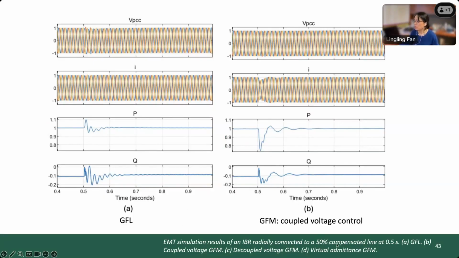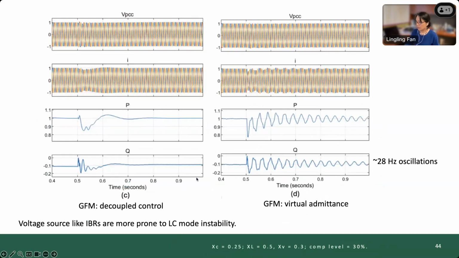It's a 50% compensation line, and everything is working fine. And in C and D, the coupled control works fine, but the virtual admittance behaves like a voltage source. Now it shows 28 Hertz oscillations. And in the paper, we also provide why that is. Because the other three you can view as current sources, but this one is very distinct. It is looking like a voltage source.